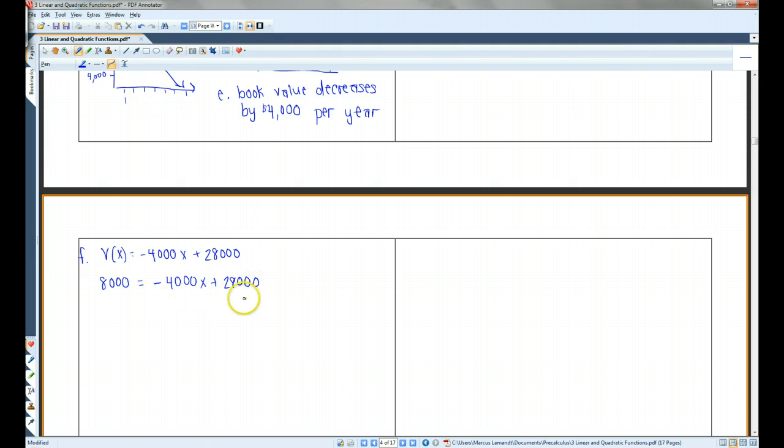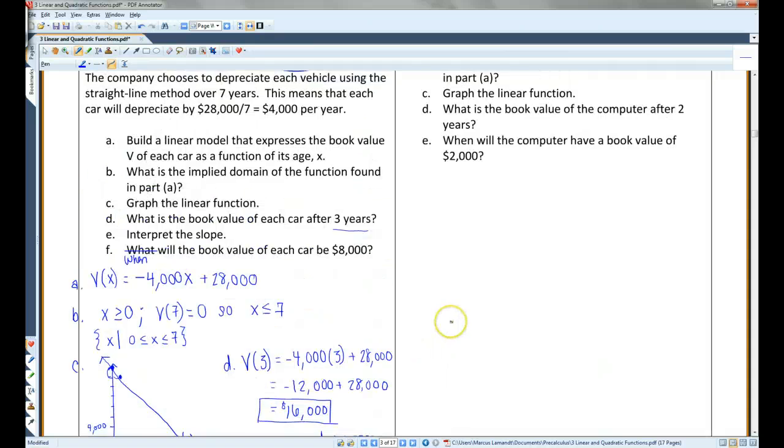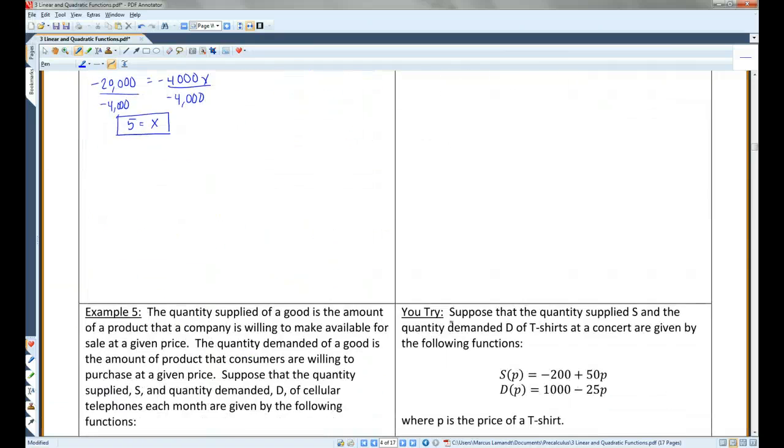So I'm going to subtract 28,000 from both sides. So I've got negative 20,000 equals negative 4,000x. I'm going to divide both sides by negative 4,000. X equals 5. So this is what it will equal after 5 years. I'm going to let you guys try this one.